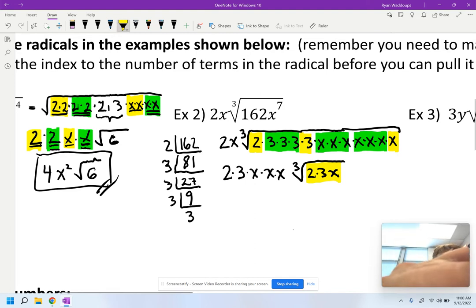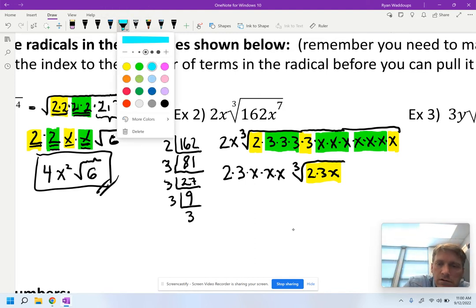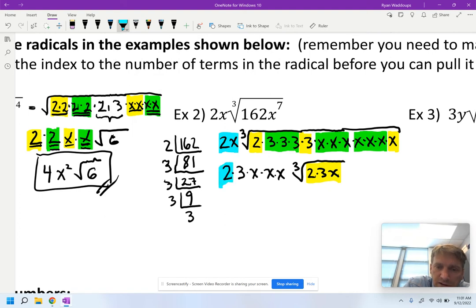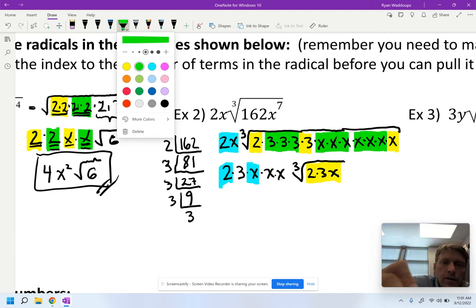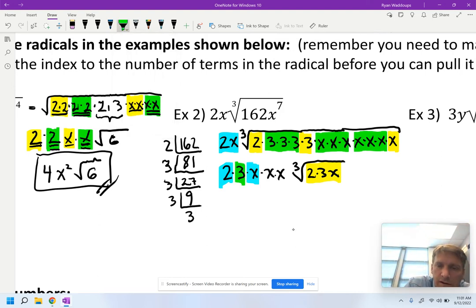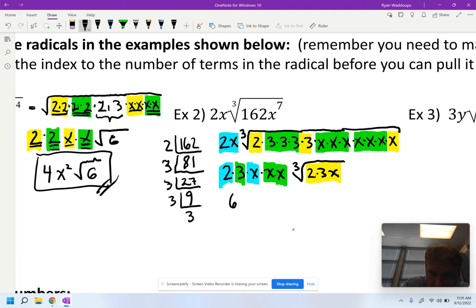And so these 2, 3, and x are the yellow ones up above. And this 2x here is this 2 and one of those x's. And then there is the group of 3 that came out and the individual groups of x's that came out as well. And so now I just multiply that all together. 2 times 3 is 6. x times x times x is x to the 3rd power times the cube root of 6x.